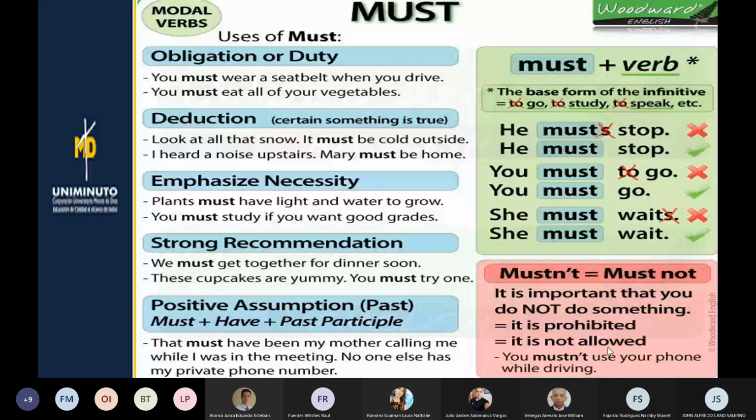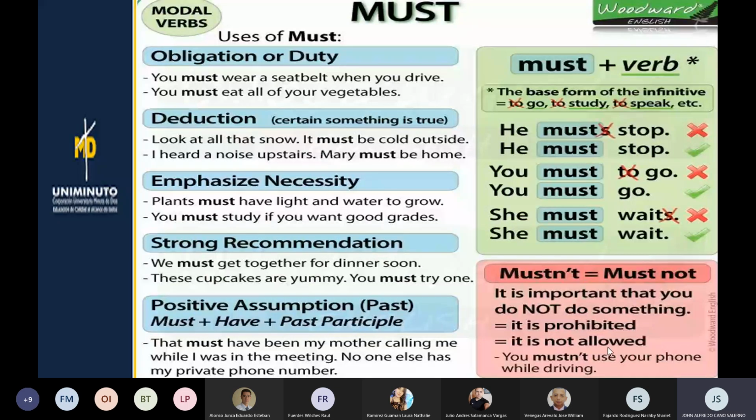So, must, as I told you, must in Spanish is like a debe. Okay, debe, plus verb. Don't forget, base form of the verb. Check the examples. Example number one: he must stop. No, it's not possible. The answer is he must stop. Entonces, no le vas a colocar S porque es tercera persona, ¿no? Number one, he must stop.